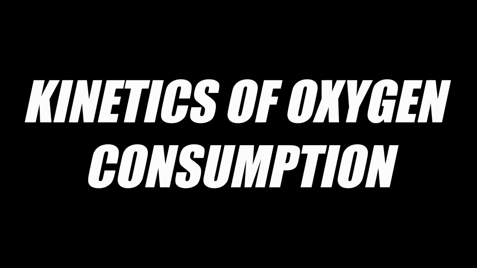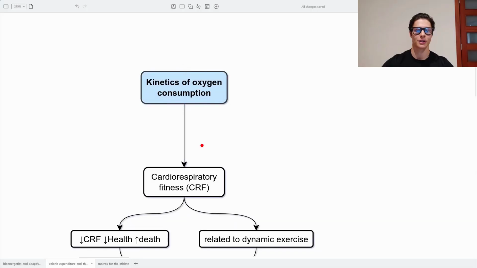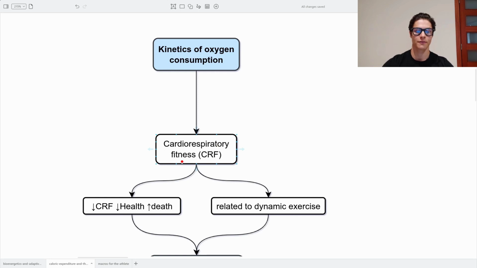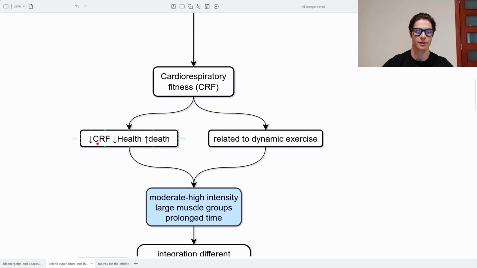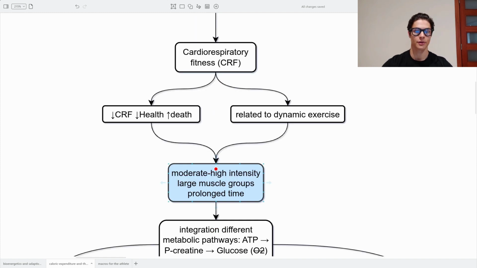So let's begin by talking about the kinetics of oxygen consumption. This is cardiorespiratory fitness, and lower cardiorespiratory fitness is correlated with poorer health and a higher probability of death. It is also related to dynamic exercise. Cardiorespiratory fitness is measured at moderate to high intensity of exercise with large muscle groups, for example running, using the legs, the arms, the back, during a prolonged time. That's why it's correlated with health.